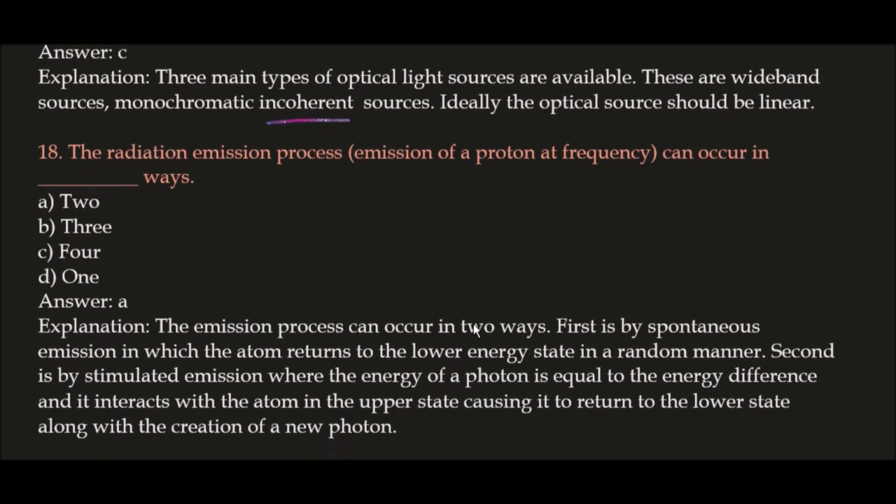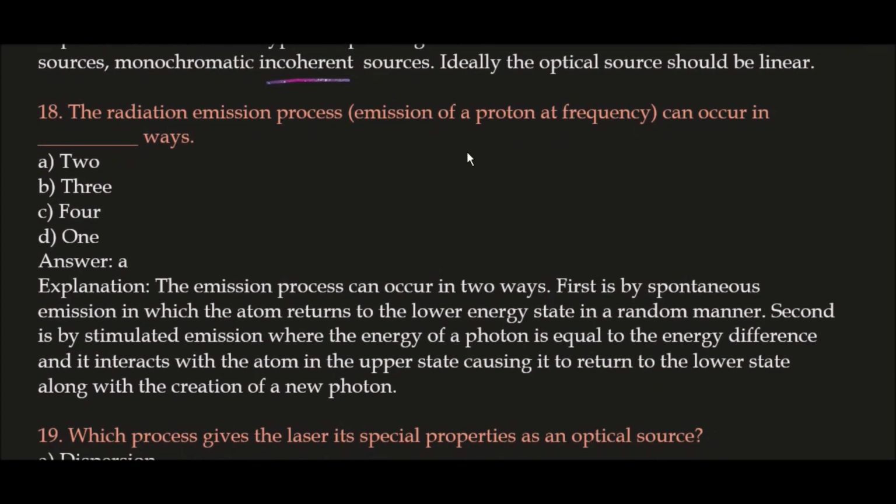Next question. The radiation emission process, meaning emission of a photon at a frequency, can occur in blank space ways. Here correct answer is option A, 2. The emission process can occur in 2 ways. First is by spontaneous emission, in which the atom returns to the lower energy state in a random manner. Second is by stimulated emission, where the energy of a photon is equal to the energy difference and it interacts with the atom in the upper state, causing it to return to the lower state along with the creation of a new photon. Okay. Next question.